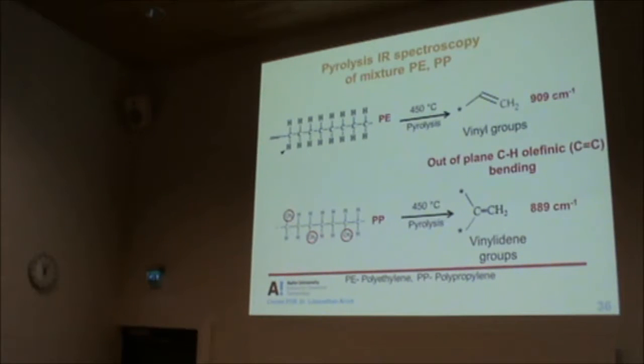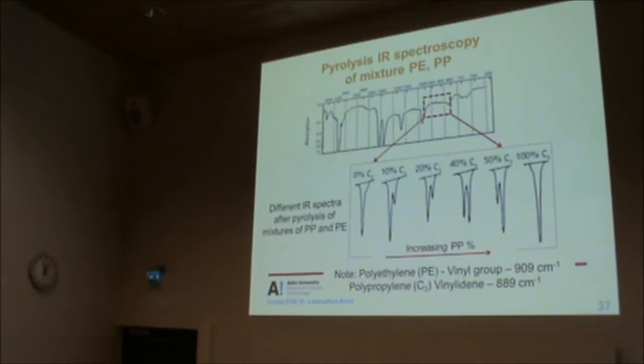Now if you check the CH out of plane bending, for the vinyl group it's 909 centimeter inverse, and for the vinylidene group it's 889 wave numbers, centimeter inverse. Now we have this information in the back of our mind. Let's take the mixtures of samples. I'm showing different spectral regions, only this region zoomed in.